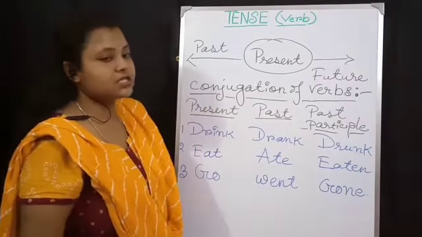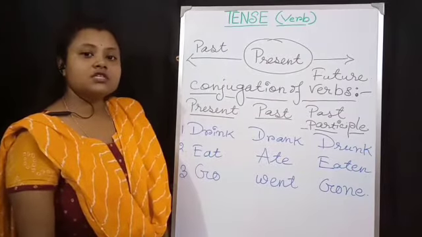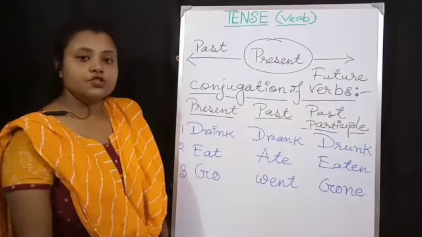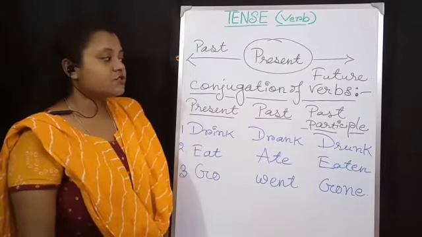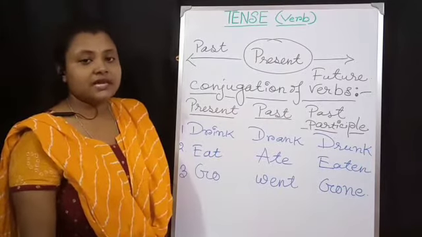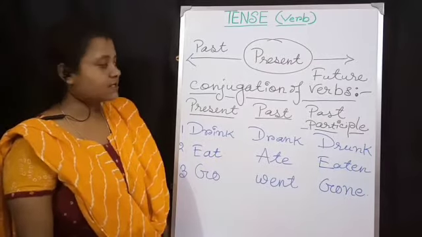Now come to the future tense. Future tense means the action which is not yet done. It will be done in future. So there are three classifications of tense. First is present tense, second is past tense, and the third one is future tense.